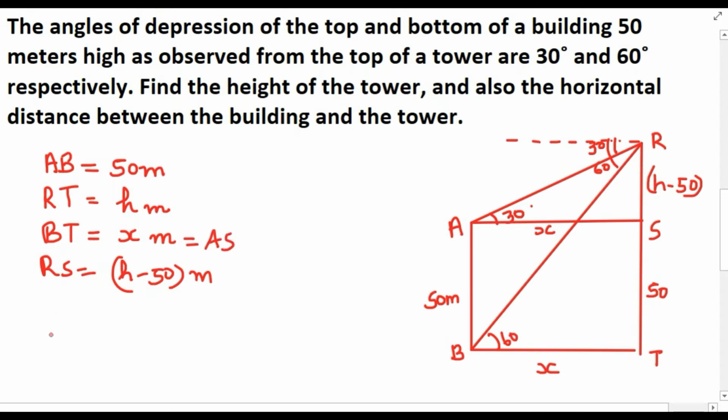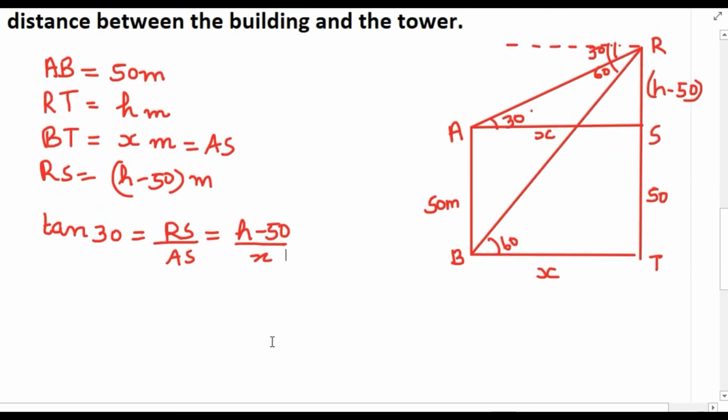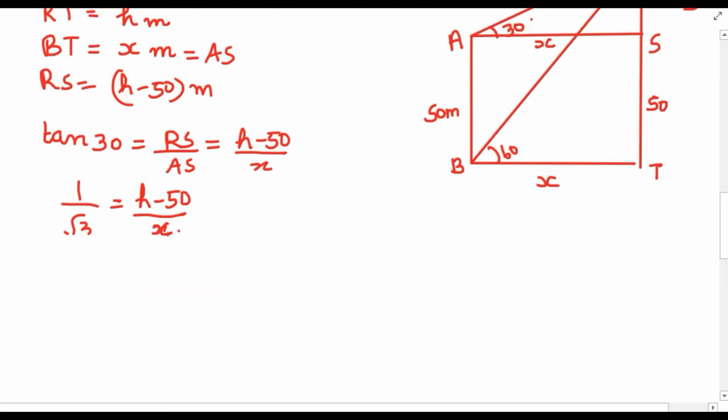Now we will first find out tan 30. Tan 30 is equal to opposite side by adjacent side, RS divided by AS, which is equal to h minus 50 divided by x. So tan 30 is 1 by root 3. So 1 by root 3 equals h minus 50 divided by x. We can take x to the other side. So x is equal to root 3 into h minus 50.